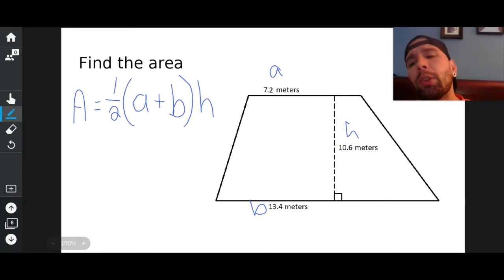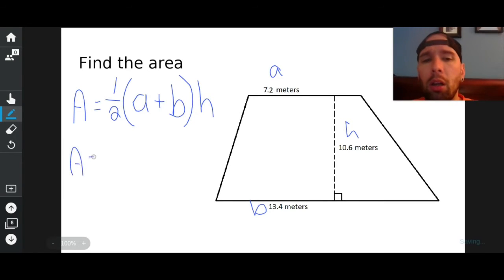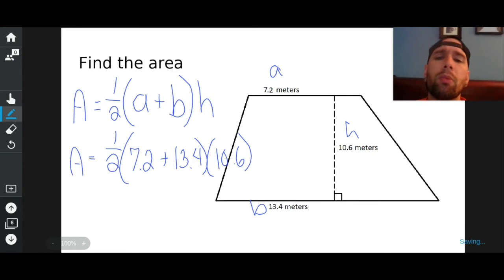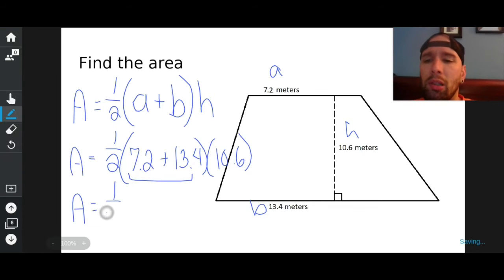Okay. So let's plug in what we know. A is 1/2 times (7.2 plus 13.4) times 10.6. PEMDAS says do everything inside the parentheses first. 7.2 plus 13.4 is 20.6. It's supposed to be a parentheses. I'm lagging here.